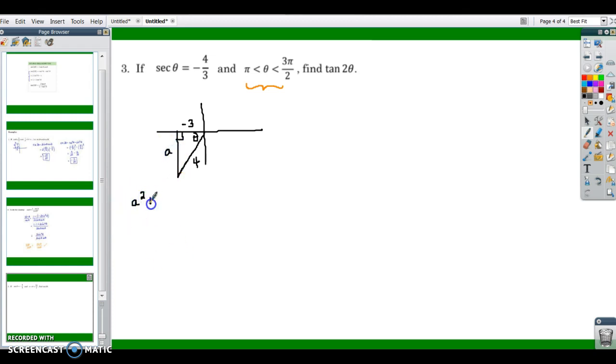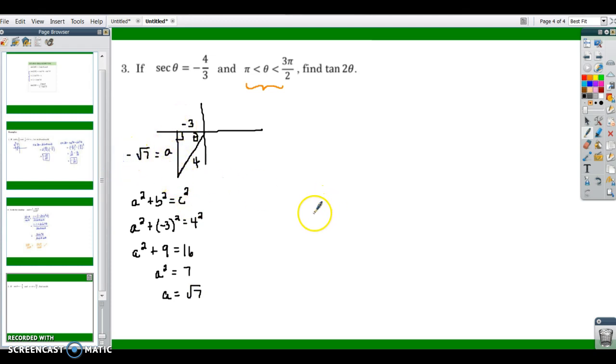So I've got a squared plus b squared is c squared. A squared plus negative 3 squared is 4 squared. I have a squared plus 9 is 16. A squared is 7, and so a then is square root 7. Now again, because I'm on the negative side of the y-axis, I want to make that negative. That way I take care of all the negatives where I need them, so I don't have to worry about them as I'm going through the problem.